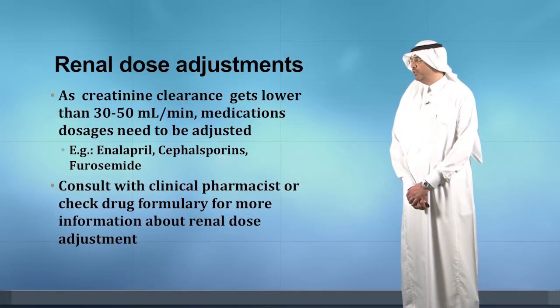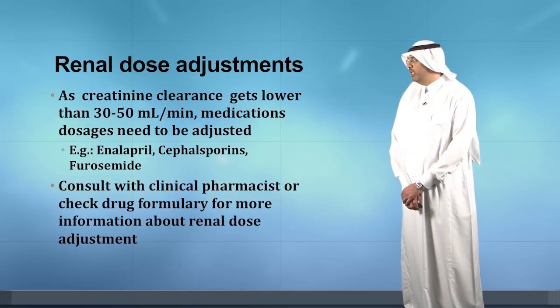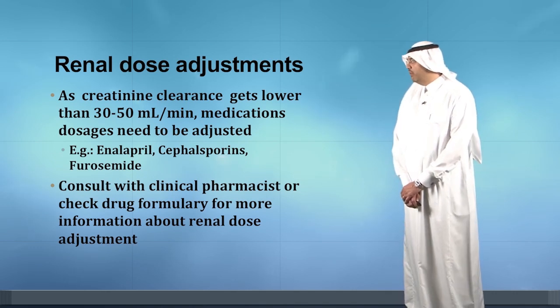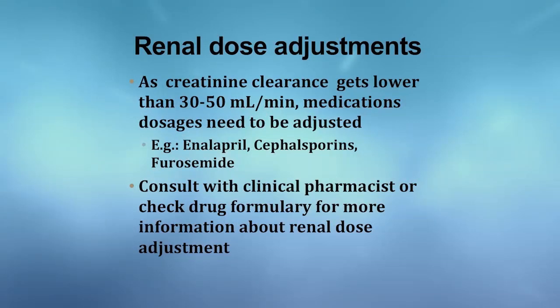Also, it is very important to bear in mind that in elderly patients we always need to calculate the renal dose according to the creatinine clearance. And we all know that as creatinine clearance gets lower than 30 to 50 mL per minute, medication dosages need to be significantly adjusted. Examples of these medications include enalapril, cephalosporins, and furosemide. It is also important to consult with a clinical pharmacist or check the drug formulary for more information about renal dose adjustment.